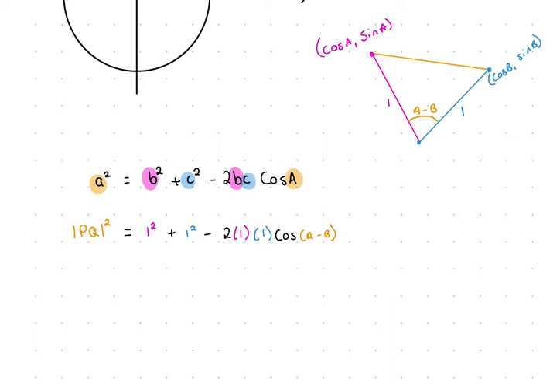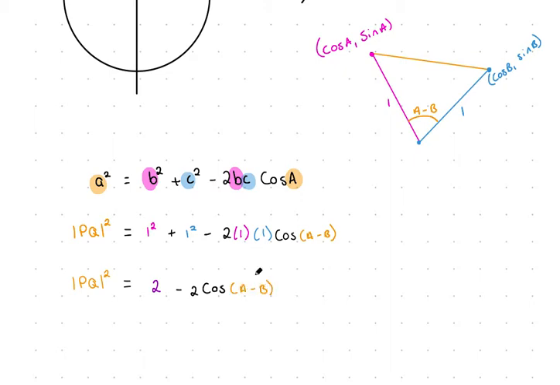Now, tidying that up a little bit more for ourselves, we're going to have PQ squared. That's actually not going to change at all, so I'm just going to copy and paste that down. There's no change with that. But we will have a change here. 1 squared plus 1 squared, that's going to give us 2. So I'm going to write that as 2. And then we're going to have minus 2 by 1 by 1. Well, that's going to be minus 2 multiplied by cos of A minus B. So that is it in its simplest form.